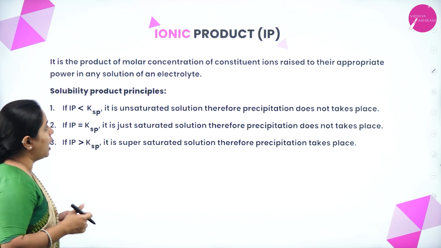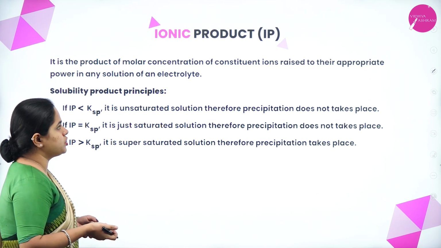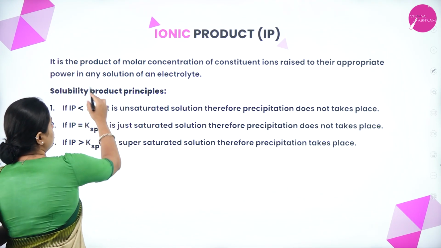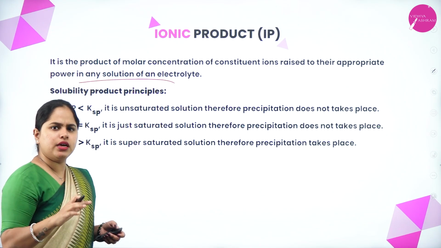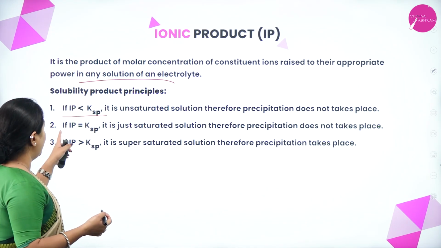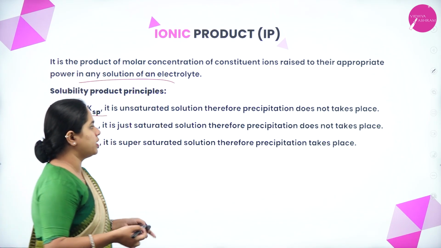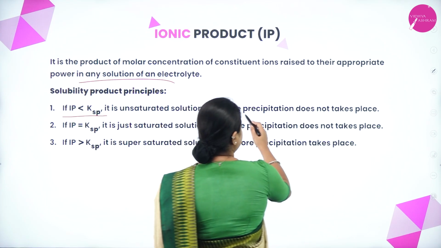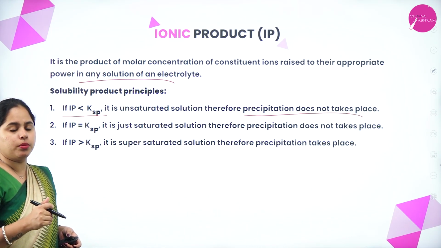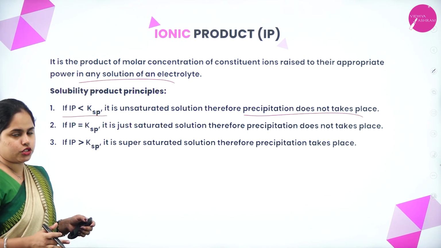So the next one is ionic product. What is ionic product? It is the product of molar concentration of the constituent ions raised to the appropriate power in any solution of an electrolyte. So it is similar to solubility product itself. So what is the difference? Let us see. So if ionic product is less than the solubility product, it is an unsaturated solution, therefore the precipitation does not take place. It is still an unsaturated solution.